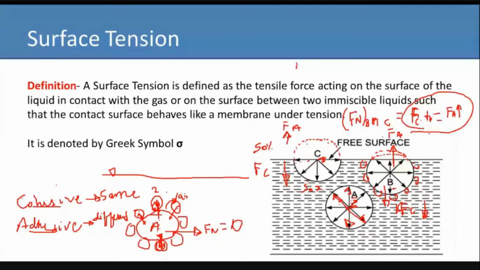experimentally it has been found that the cohesive force between liquid and liquid molecules is greater than the adhesive force between liquid and air molecules or gaseous molecules. So this cohesive force acting in the downward direction is greater than the adhesive force acting in the upward direction. So whatever the net force acting, its direction will be downward.